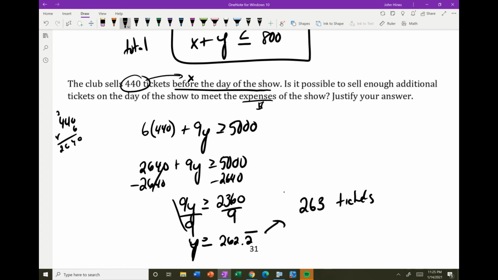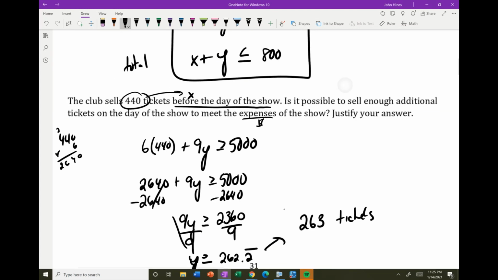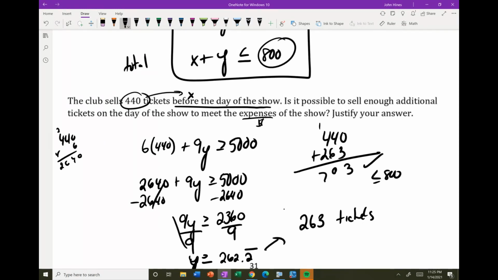Well, the question is, can I? Can I actually get to 263 tickets? That's where this 800 number comes into play. 440 and 263, well, let's see what we get here. 703, that's smaller than or equal to 800. So can I do it? Yeah, as long as I sell 263 or more tickets, we're good to go.